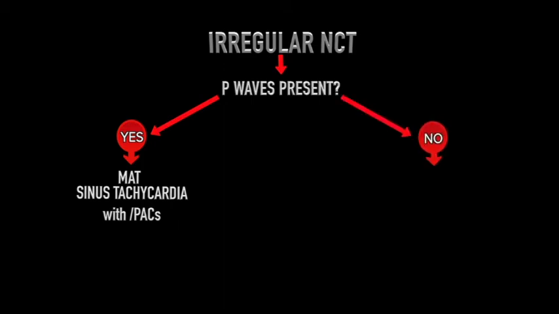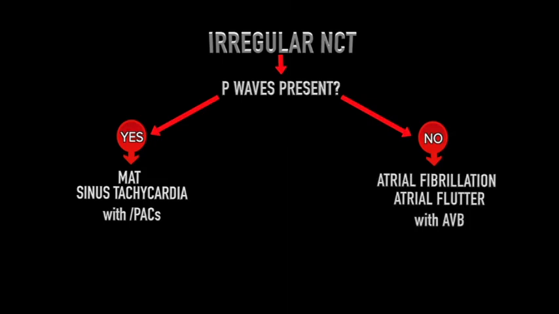If you do not see P waves, then you look to see if there are F waves that would distinguish atrial flutter from atrial fibrillation. The absence of F waves in an irregular tachycardia suggests a diagnosis of atrial fibrillation.